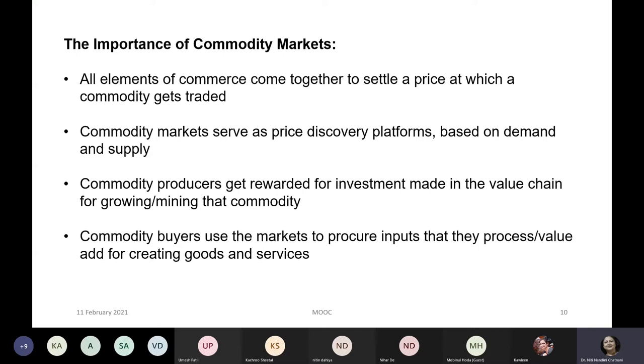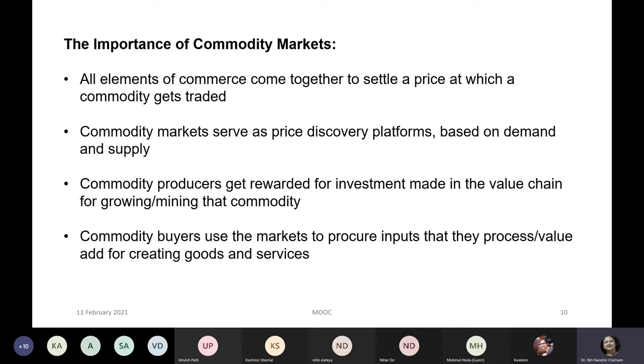So in the commodity markets, the commodity producers or the growers get rewarded for the investment of money and time and effort they've made for growing that commodity. It could even be, if it's an agricultural commodity, growing it. But if it is something like copper or iron ore or coal or gold, then for mining that commodity. And this is where commodity buyers will come to procure the input that they process or add value to for creating the goods and services, right?